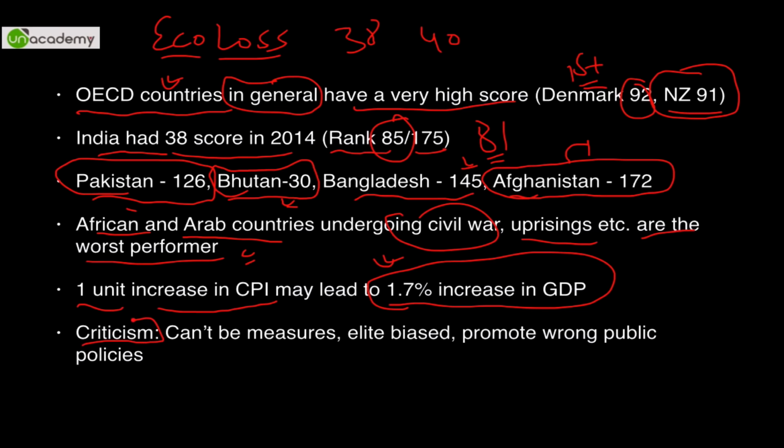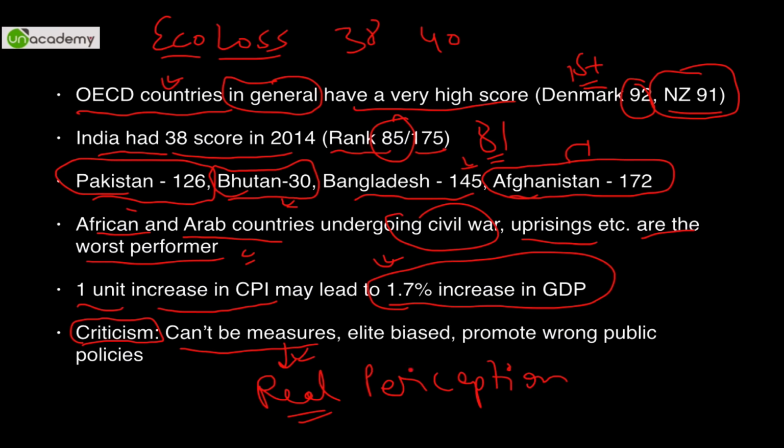Now, what is the criticism? It can't be measured, right? It can't be like a real corruption measurement. It is just perception. Please remember, this is extremely important. It cannot measure the real corruption. It's focused on elite countries, and it promotes wrong public policies. For example, a public policy which is introduced says somehow that the CPI is the target now.